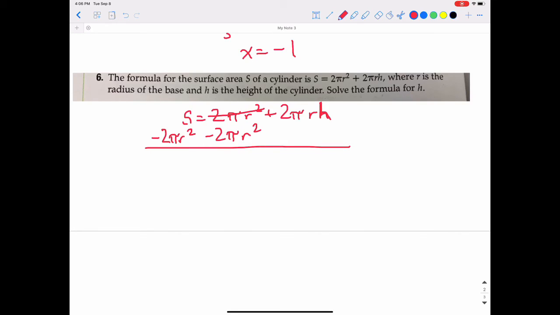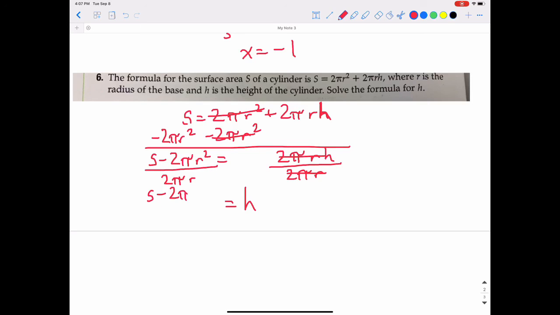So that eliminates the 2 pi r squared, so I get S minus 2 pi r squared, because I can't actually put those together. They're not like terms, equals 2 pi r h. And then, since this is all multiplication over here, I'm going to divide by 2 pi r to eliminate the 2 pi r's. So divide by 2 pi r on both sides. And so the answer is h equals just this, S minus 2 pi r squared over 2 pi r.